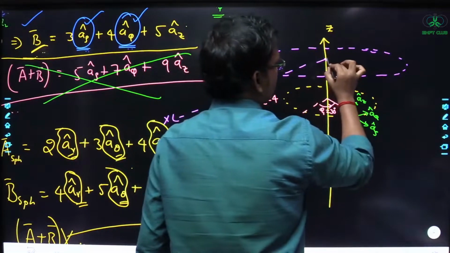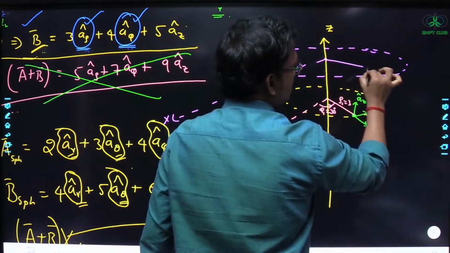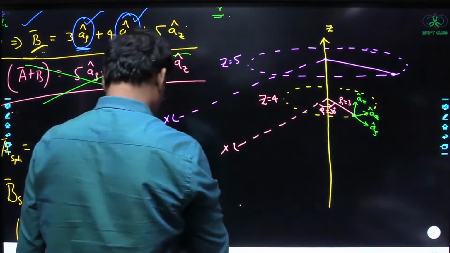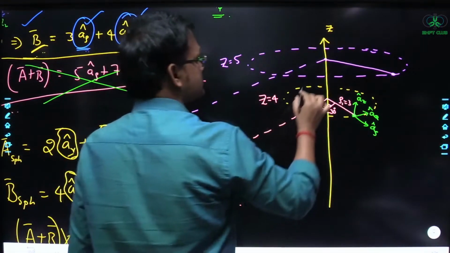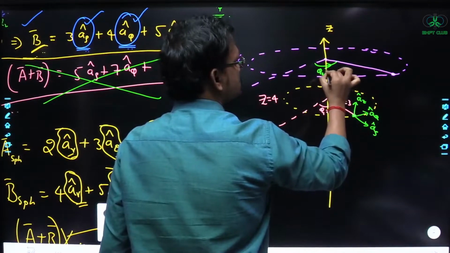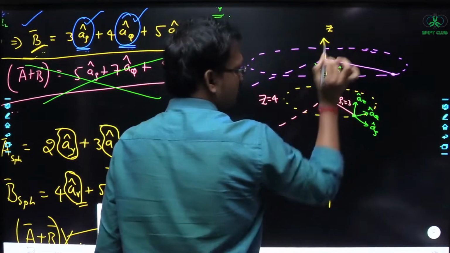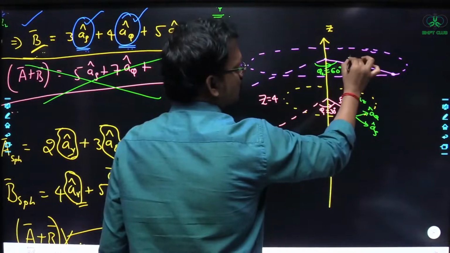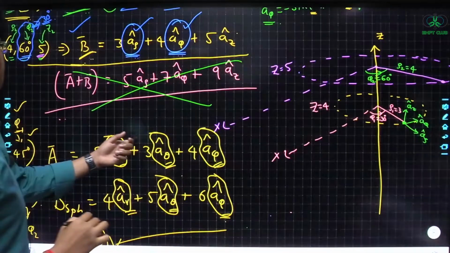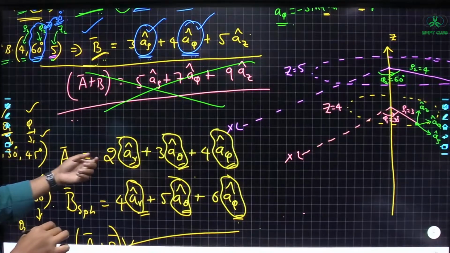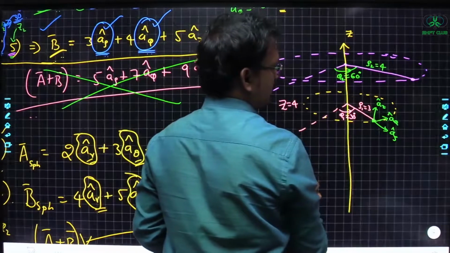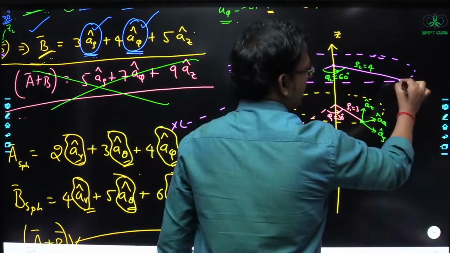Now here ρ is present somewhere here. So this angle is nothing but φ2, which is equal to 60 degrees. So this is ρ2, and ρ2 is equal to 4 units, z value is 5, and φ2 is equal to 60 degrees.